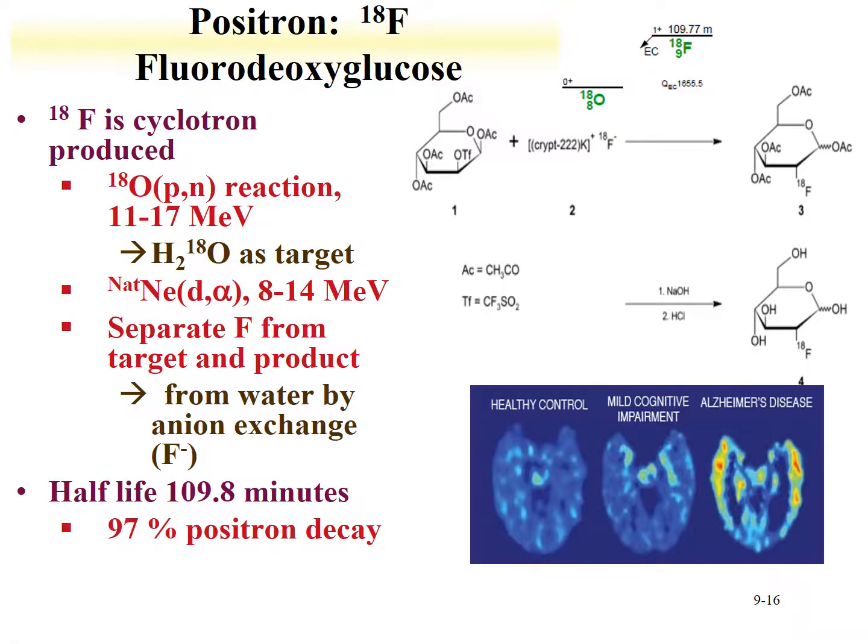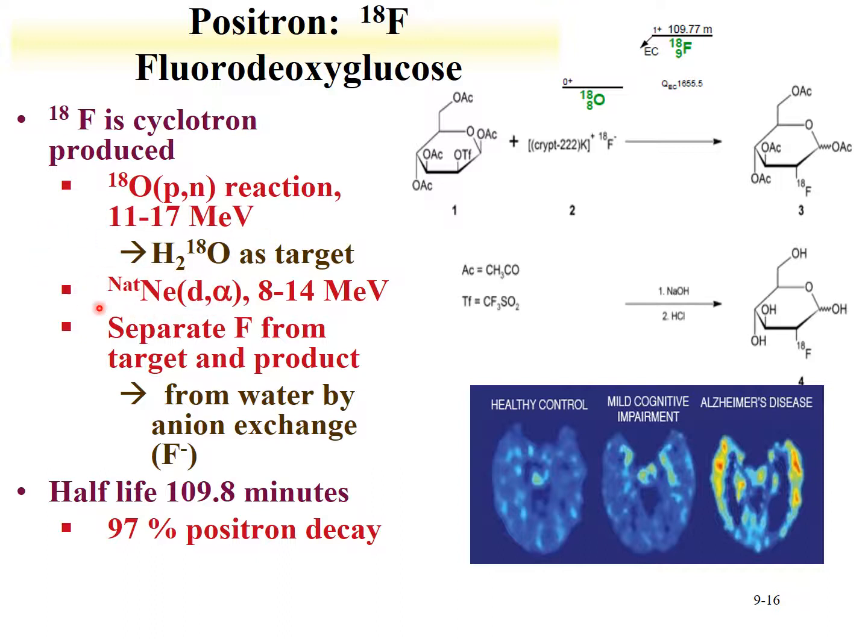An example of a positron emitter is fluorine-18, which is one of the largest used positron emitting isotopes. An example here is combining the fluorine-18 onto glucose to evaluate brain behavior. The fluorine is cyclotron produced from the reaction of oxygen-18 with a proton-neutron reaction, with water as a target.